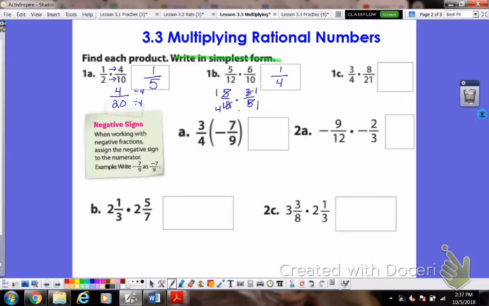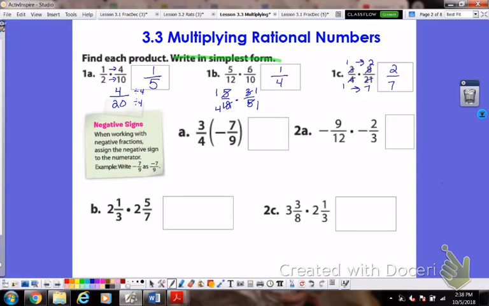All right, so 1c, 3/4 times 8/21. I like to reduce first, so 8 and 4 gives us 2 and 1. 3 and 21 can be reduced to 1 and 7, both divisible by 3. Now I'll multiply straight across. 1 times 2, 1 times 7. We end up with 2 sevenths.